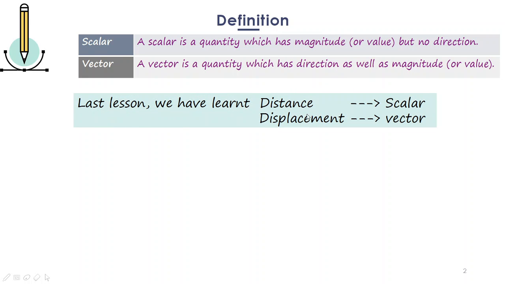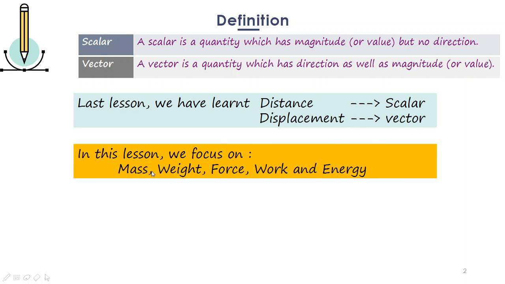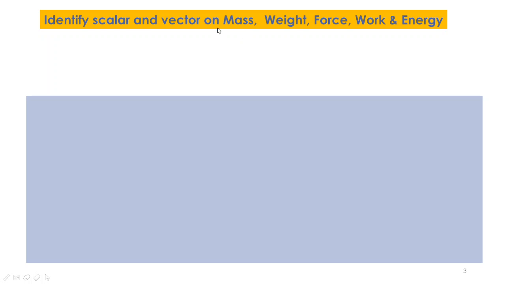In the last lesson, we learned distance and displacement. In this lesson, we will focus on mass, weight, force, work, and energy. Weight is a type of force, and work is a type of energy. Some of you may not have learned force or different kinds of energy. Hence, in this slide, I will provide you the equations. Hopefully, you will be able to identify which ones are scalar quantities and which are vector quantities.